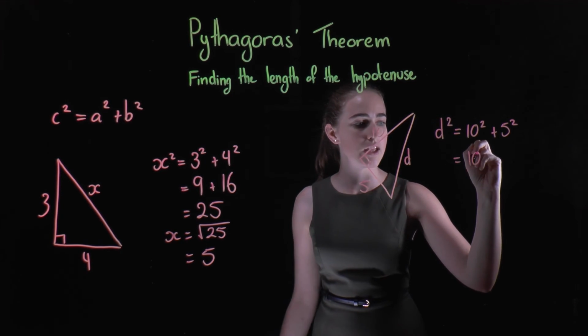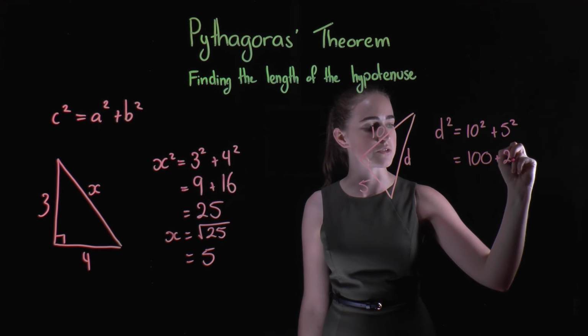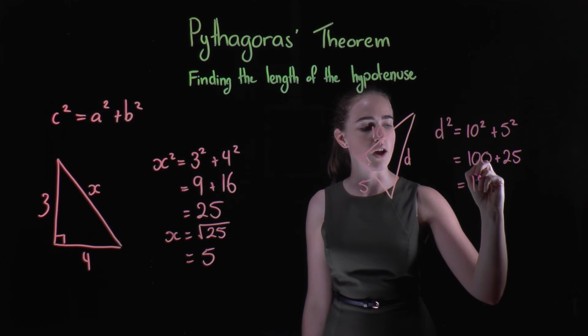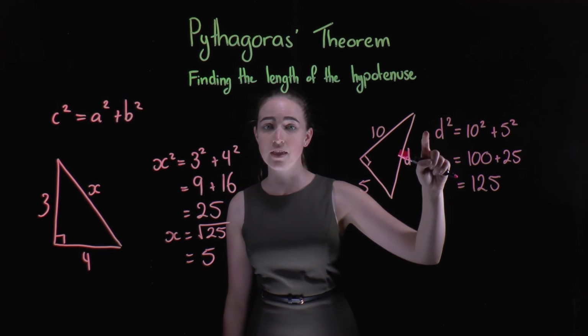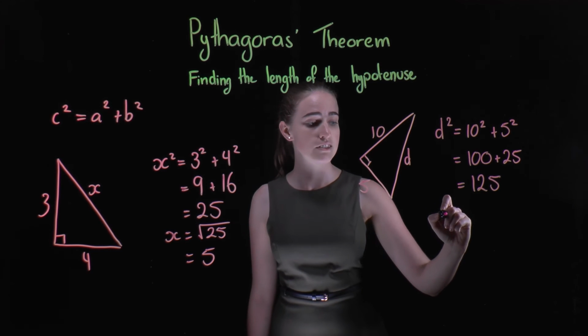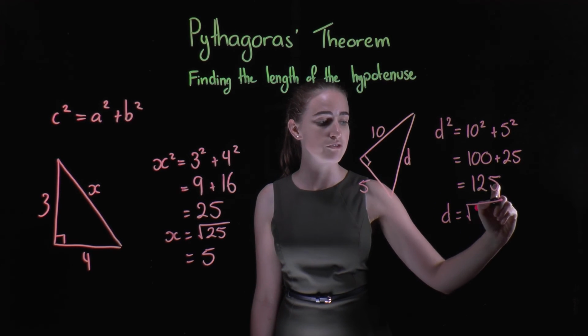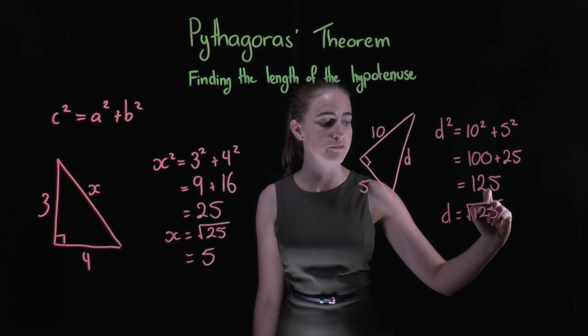So that will give us 10 squared is 100 and 5 squared is 25. So we'll end up with 125. Now again, that's what d squared is. We just want to know what d is. So to find d, we're going to take the square root of 125.